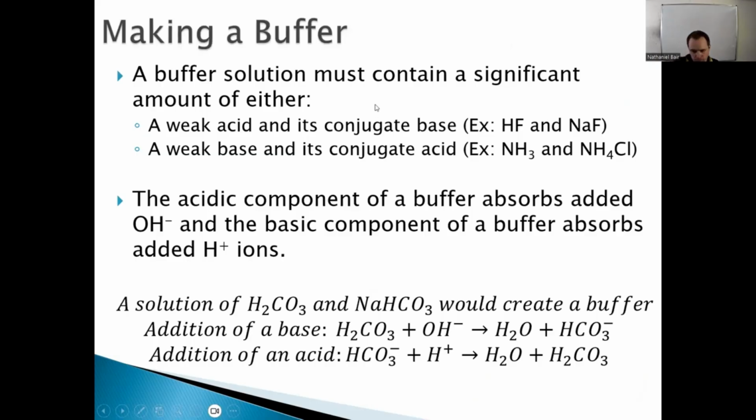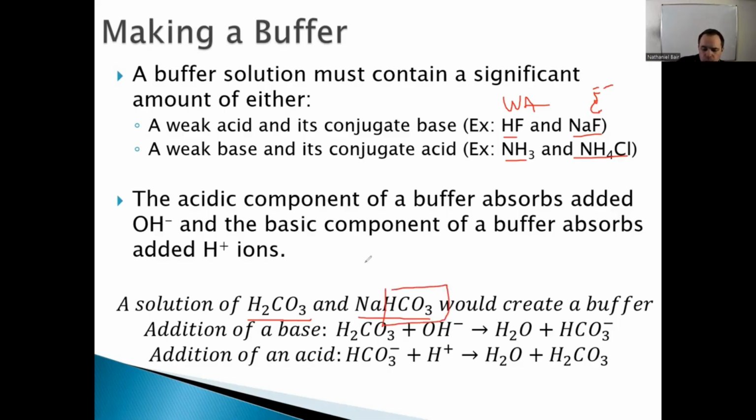So making a buffer, for example, here are some buffers. I could mix HF and sodium fluoride. That would be a buffer. We've got a weak acid and its conjugate base, fluoride, right here. We could do, again, the buffer that was on the other slide. Down here, we could have a buffer. We've got a weak acid, carbonic acid, and its conjugate base, HCO3-.